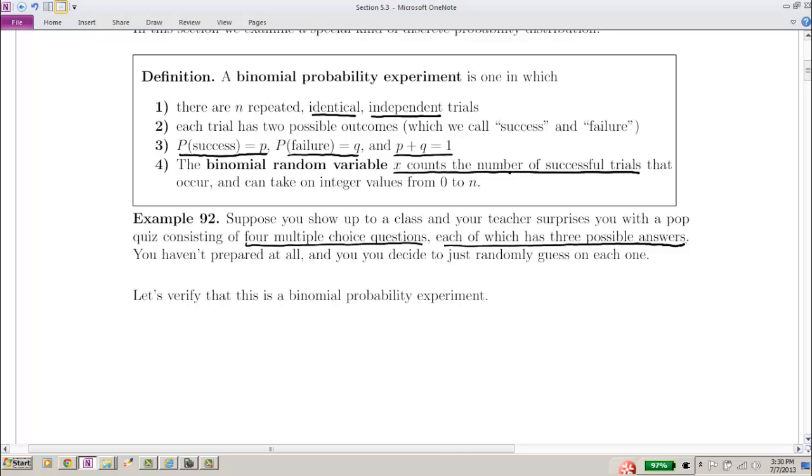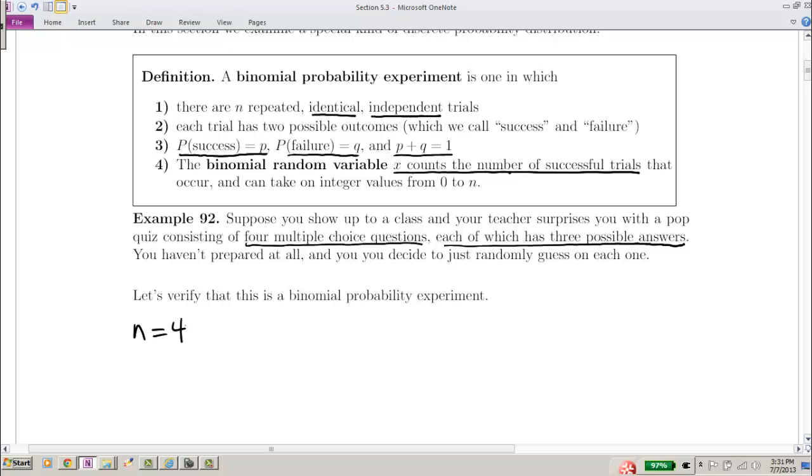Now, supposing that you haven't prepared at all, and you decide you're just going to guess randomly. You're just going to guess for each one. So that means that we really do have 4 identical trials. And they're independent because, of course, not knowing the answer on one of the questions, guessing, isn't going to change the probability that you might happen to guess the right answer on the next question. So our n here is equal to 4.